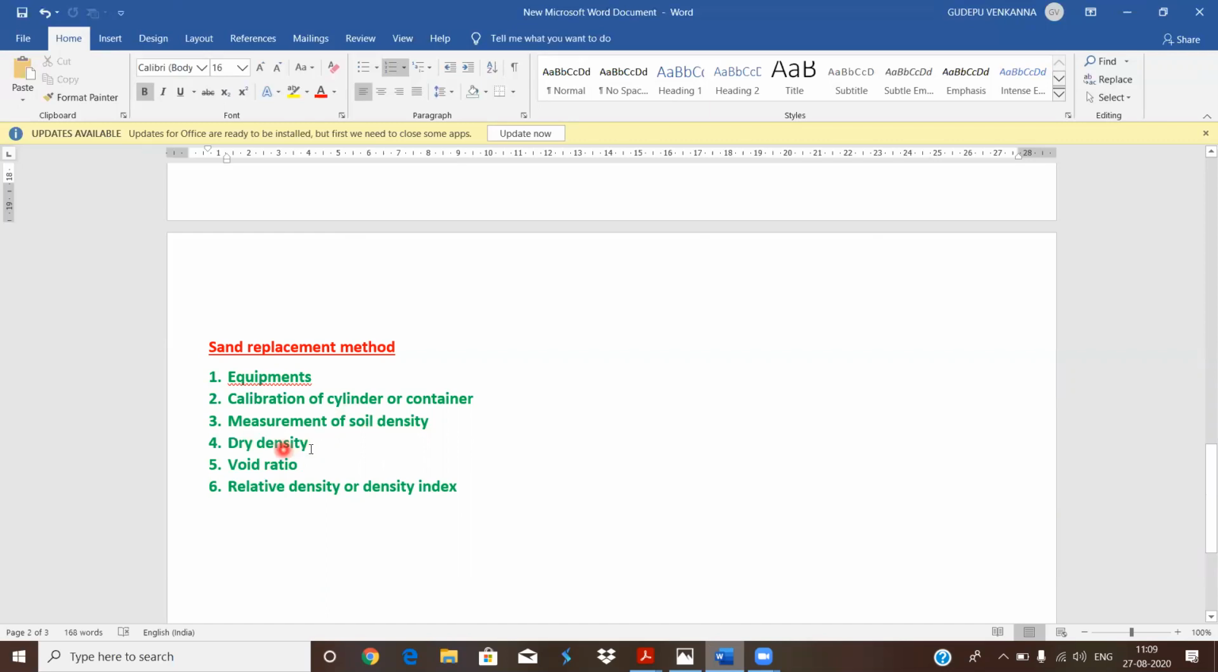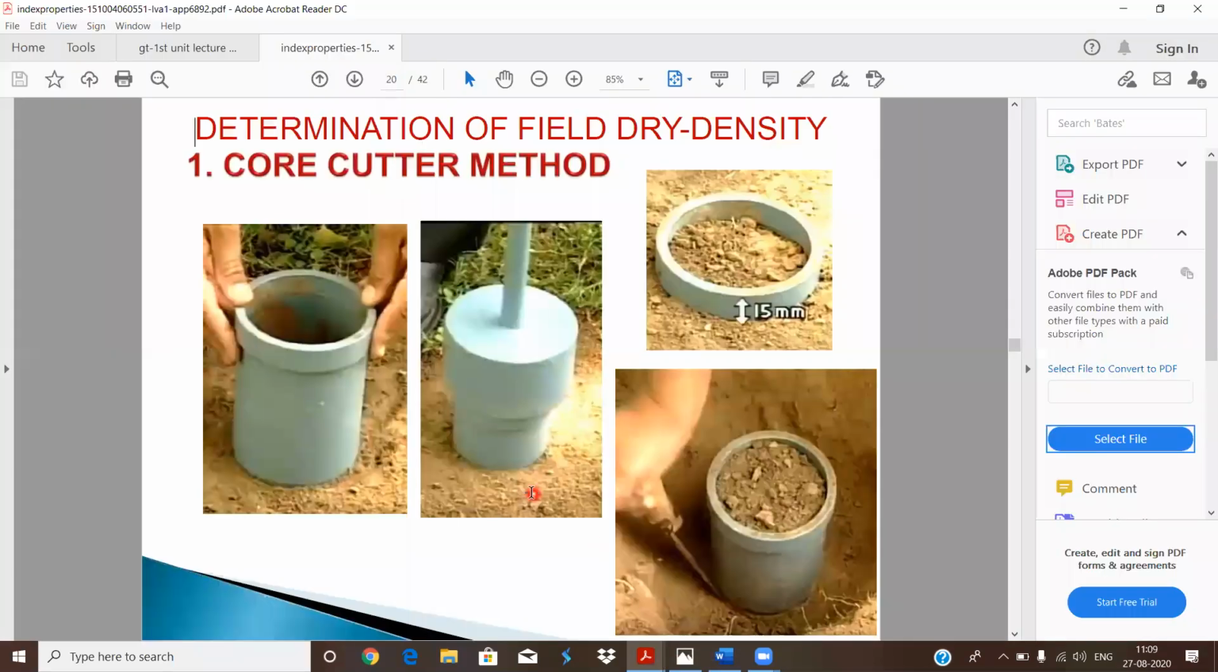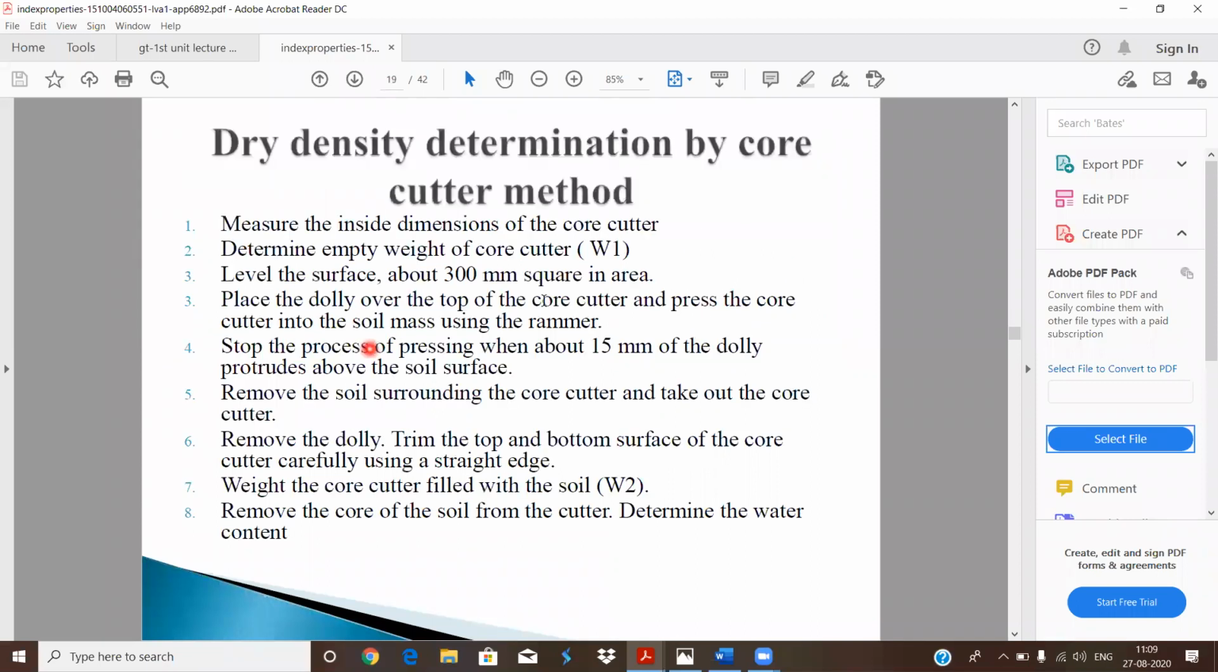After the soil density, we can go to dry density and void ratio. All parameters follow sequentially. In this method, first we have to find out the equipment in the core cutter method or sand replacement method. In order to find the dry density of any soil, we have two methods: core cutter method and sand replacement method.